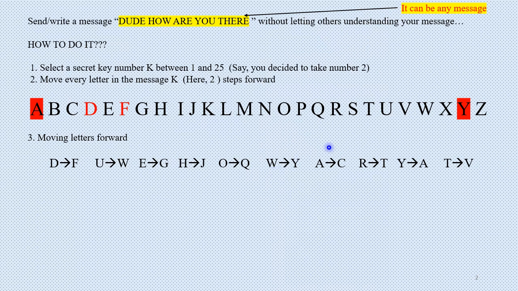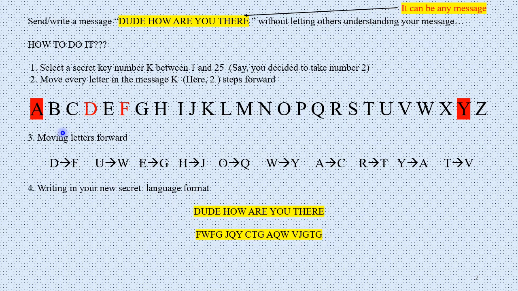But what if the letter is Y? I need to substitute something for Y. Again it is 2 steps forward, so it is 1 and then 2. So instead of Y, you have to write A. If it is Z, then you have to write B because of 2 steps forward. It's like rotation. You have to shift to the side 2 times.